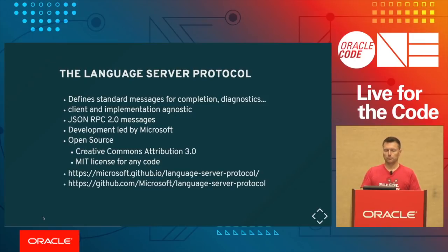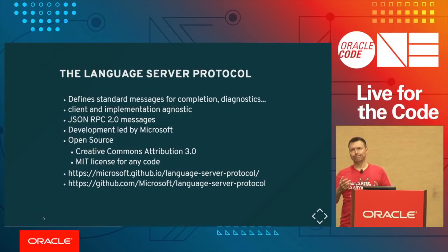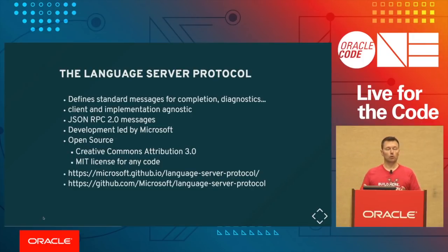So the protocol itself defines standard messages for completion, diagnostics, and so on and so forth. It's client and implementation agnostic. That means the protocol itself does not know who's going to run it. The server that implements the protocol can be implemented with Java, Python, C#, you name it, as long as the messages follow the JSON RPC 2 standard and follow the protocol that's been defined.